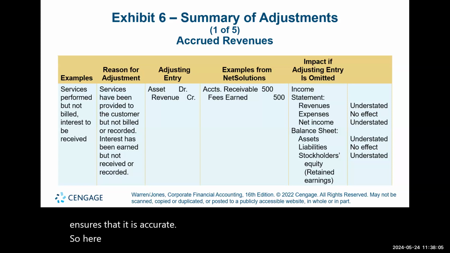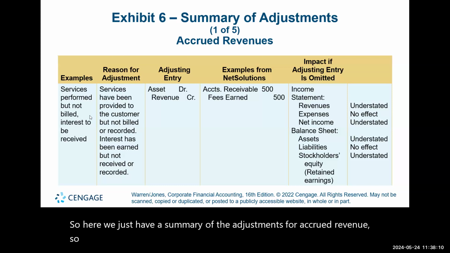So here we just have a summary of the adjustments for accrued revenue. For example, service performed but not yet billed, and they're waiting to receive the income.